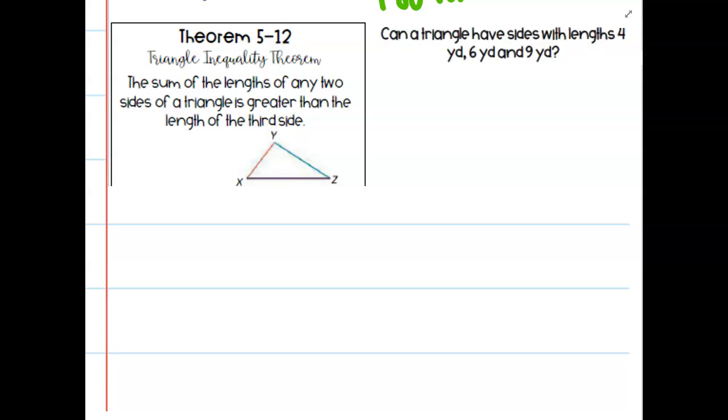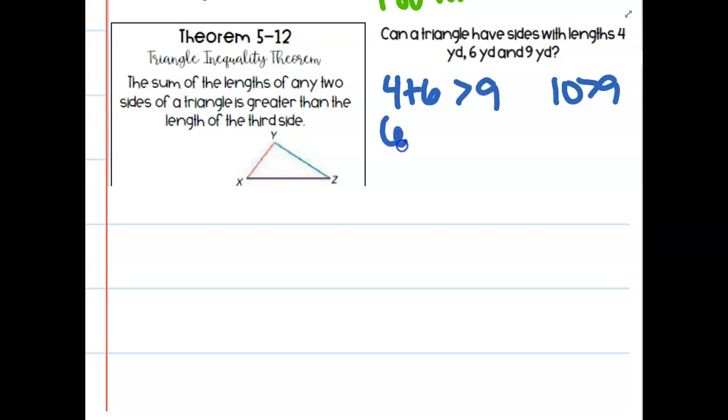If I add 4 plus 6, this would have to be bigger than 9, right? This side and this side have to at least be able to create bigger than that 9 side, okay? Well, is 4 plus 6, 10, greater than 9? Okay, so that side works out. Now we have to check the other ones as well.